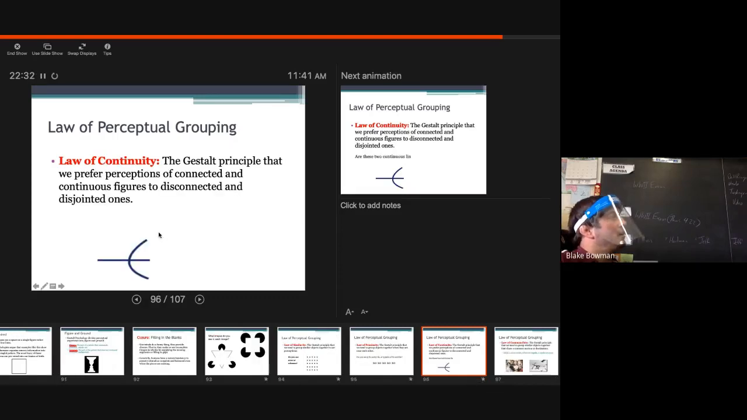All right, law of continuity. Sorry guys, I'll finish up here. Well, how about I finish up tomorrow? It won't take too long. The law of continuity is the principle that we prefer perceptions of connected and continuous figures. So we know this is going to be a straight line. Although it intersects these two lines, we understand that this would continue on, that this is a straight line, that this isn't just one object in itself. It looks like a trident, I guess you could say.